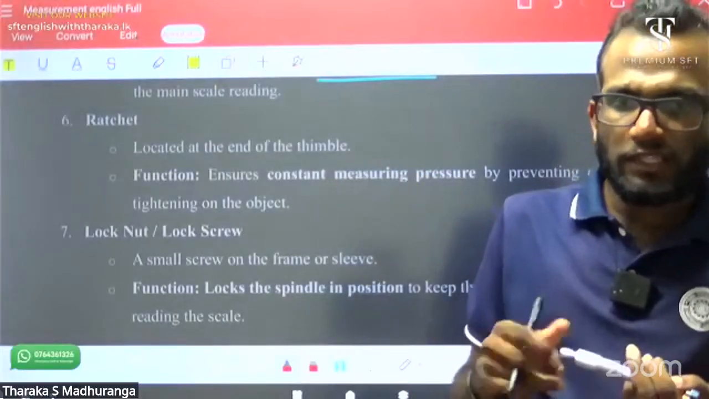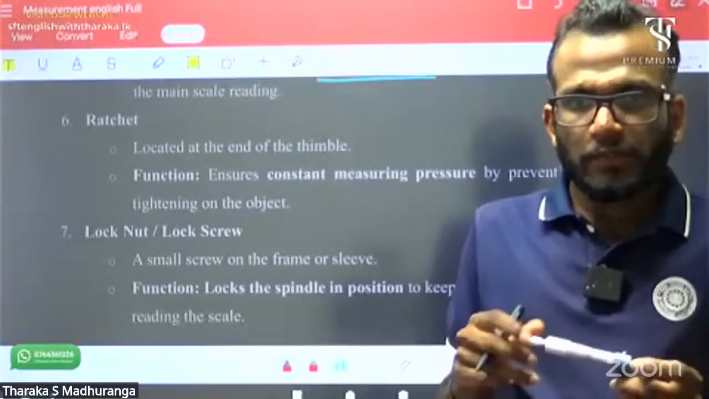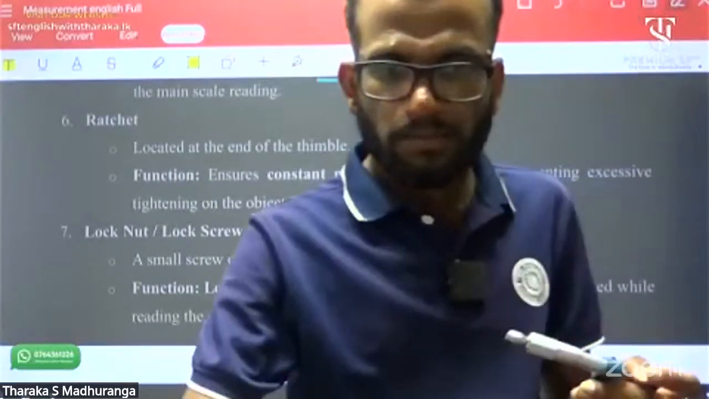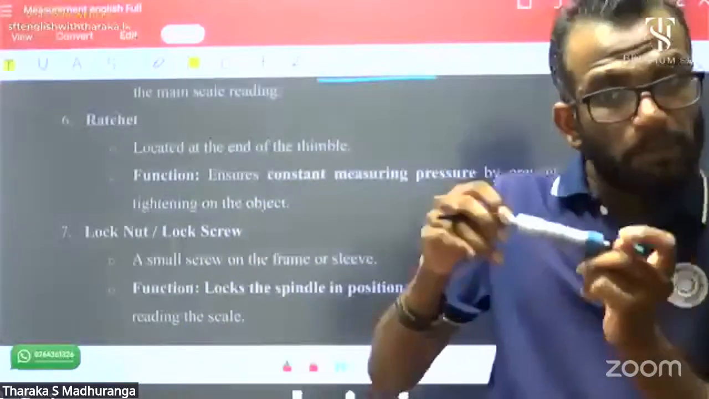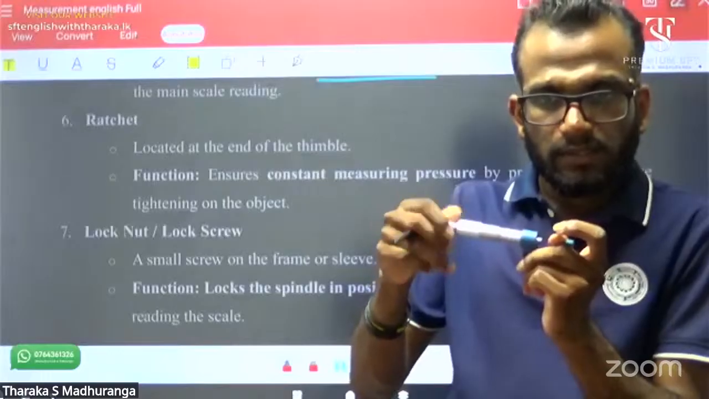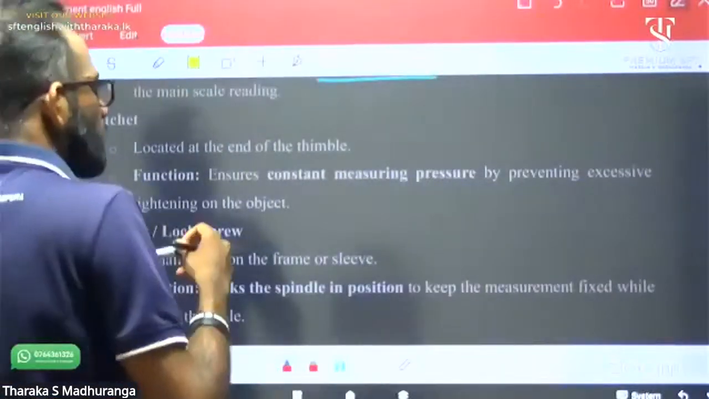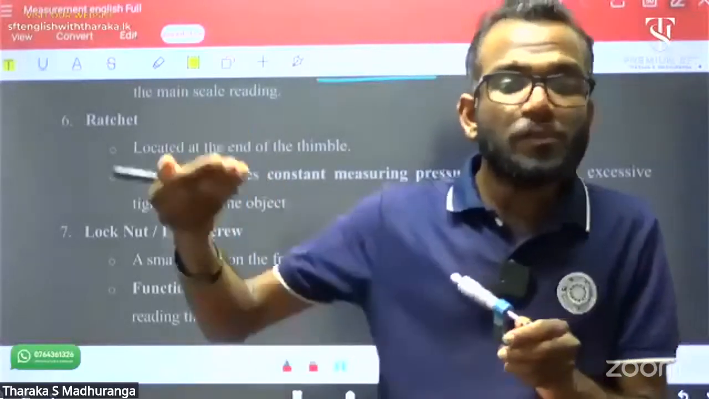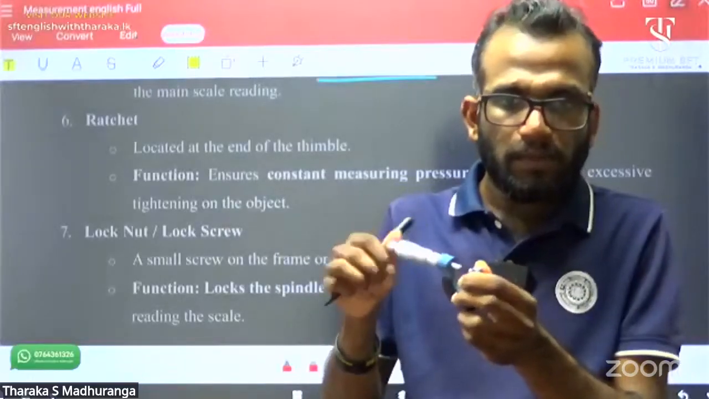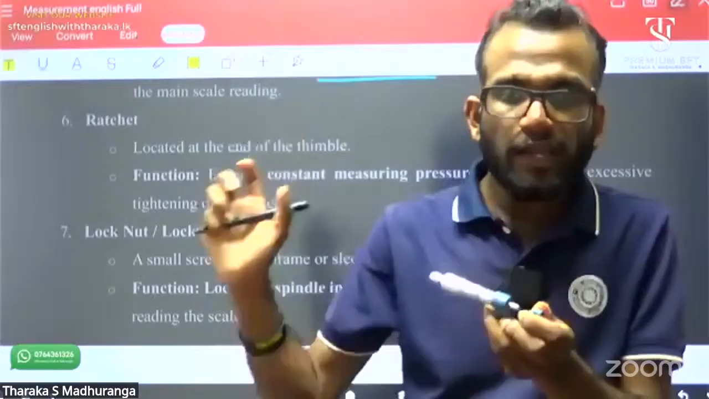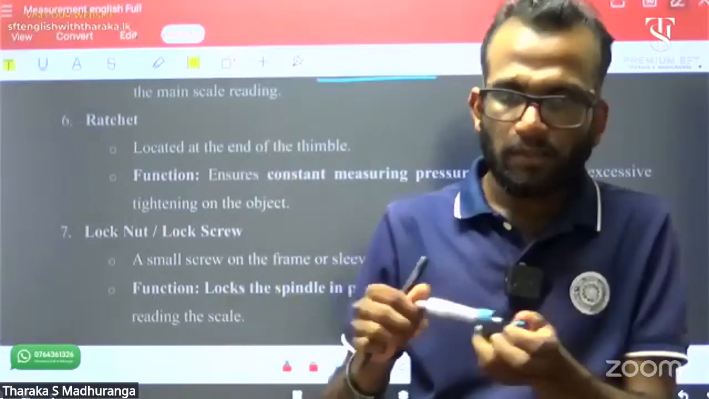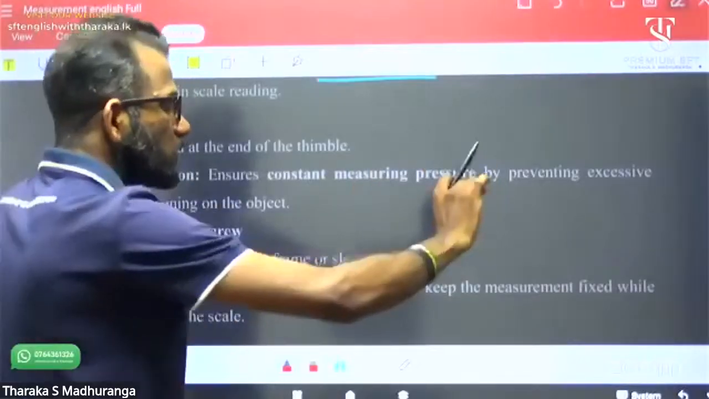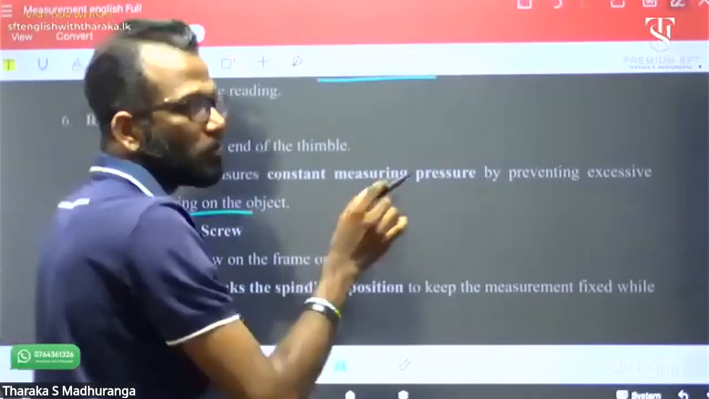Okay, what's the purpose of the ratchet, or thimble head? Ensures constant measuring pressure by preventing excessive turning. Yes, very good, Shiva. Prevents excessive pressure or over tightening. Prevents over tightening and ensures correct tightness on the measuring object. Ensures constant measuring pressure by preventing excessive tightness on the object.